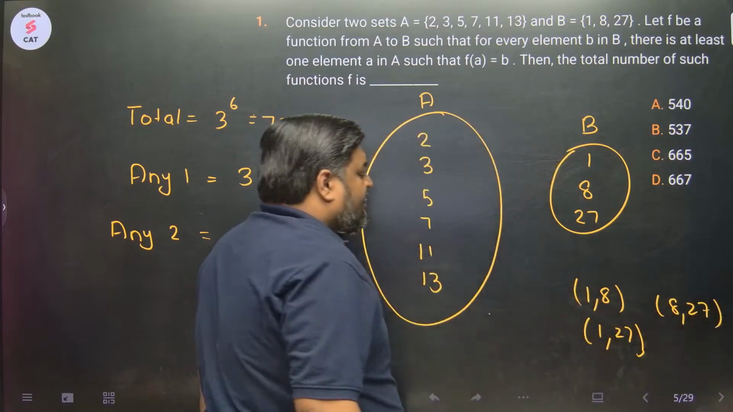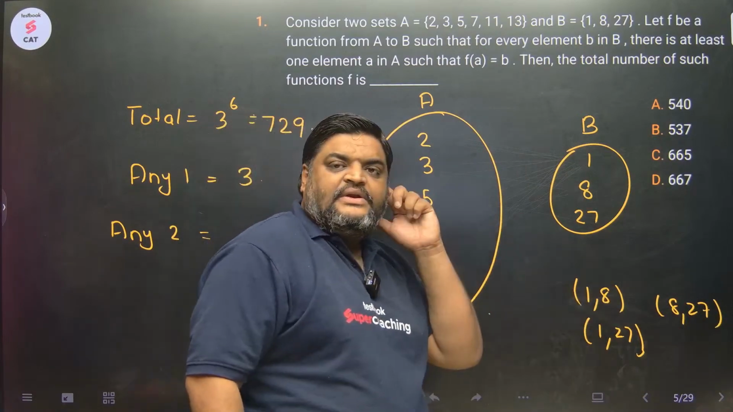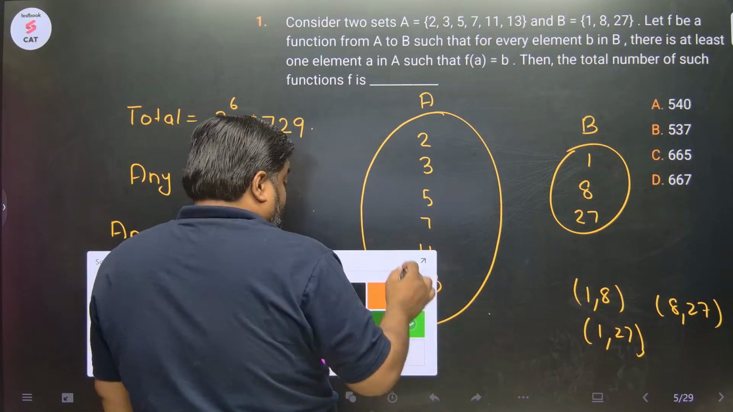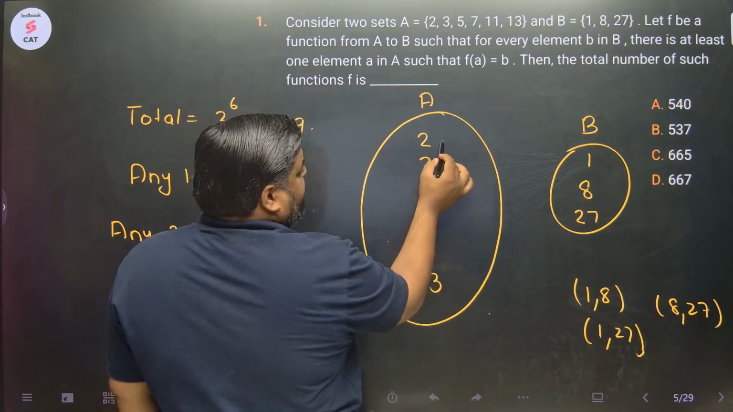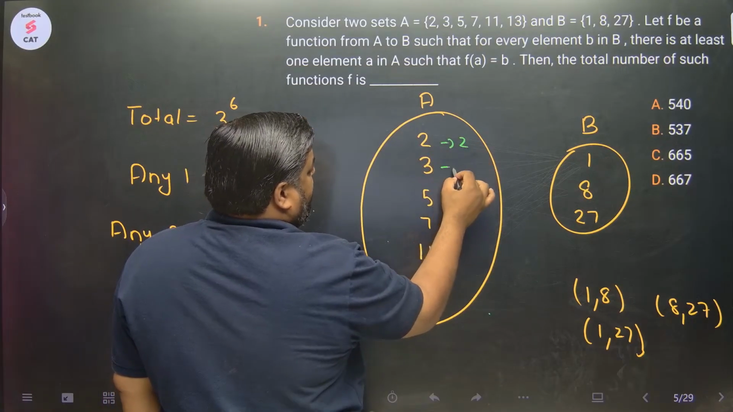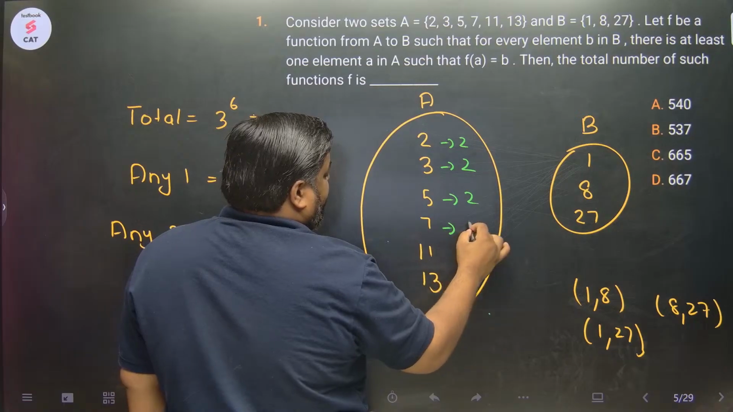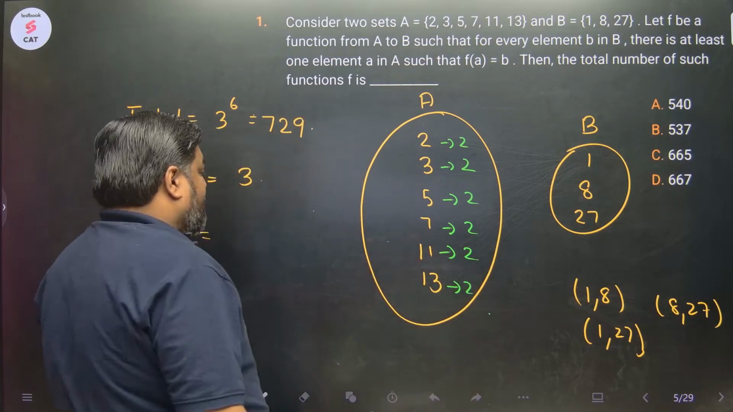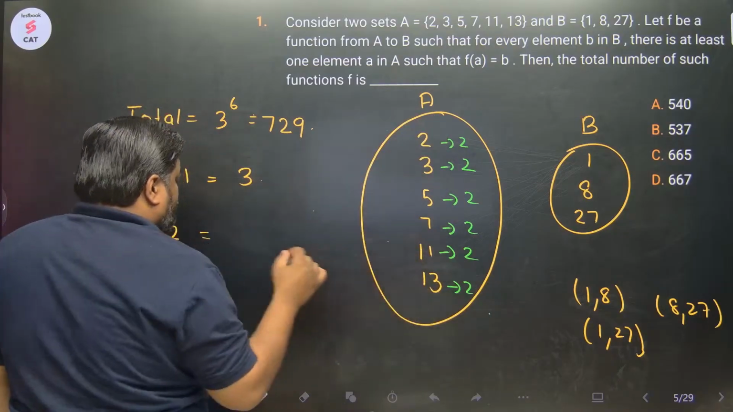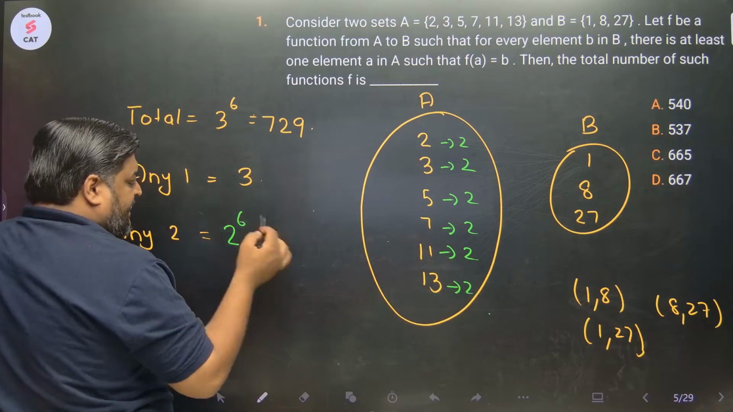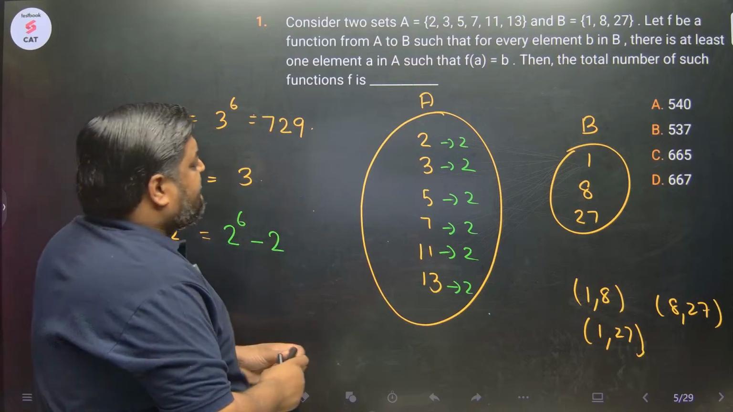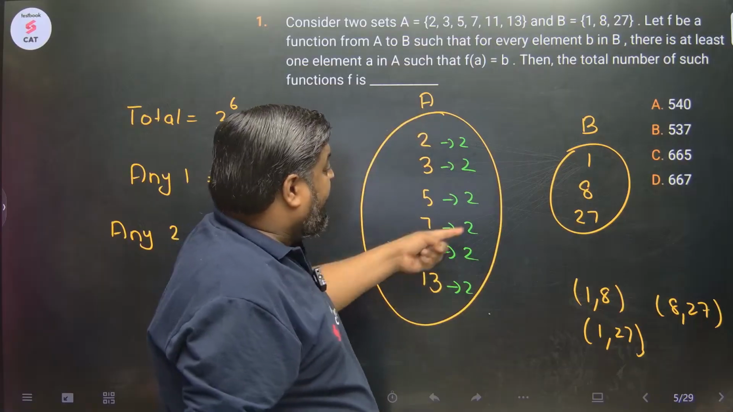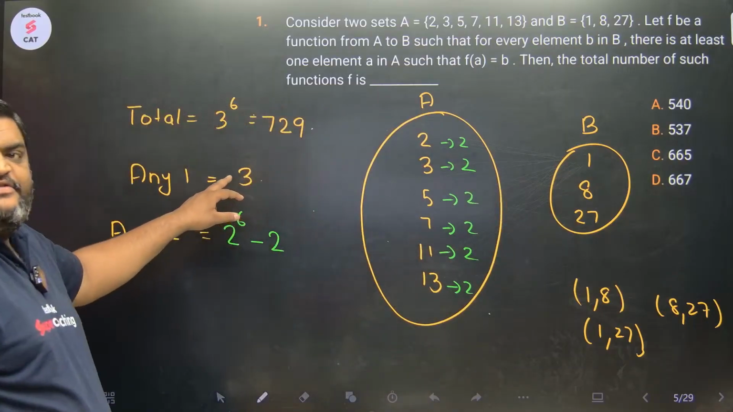Right. If we take 18, if only 18 is considered, this has 2 options. Right? For this there are 2 options, 1 and 8. For this also 2 options, 1 and 8, and the same for each of the 6 elements. So total options are 2 raised to the power 6. But again we have to subtract 2. Why? Because it can also be that all of them are connected to 1, or all of them are connected to 8, which has already been taken care of.